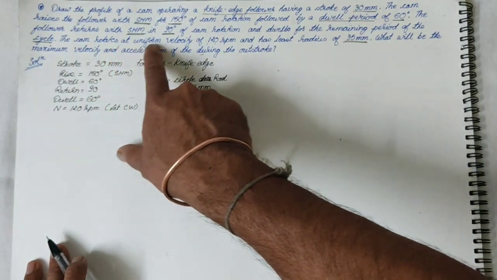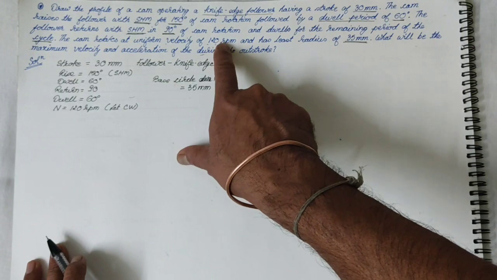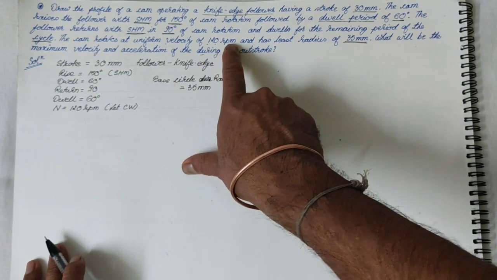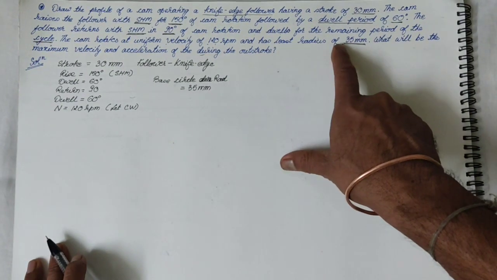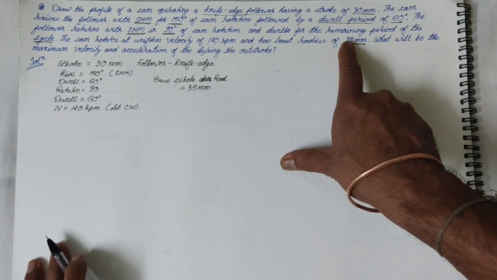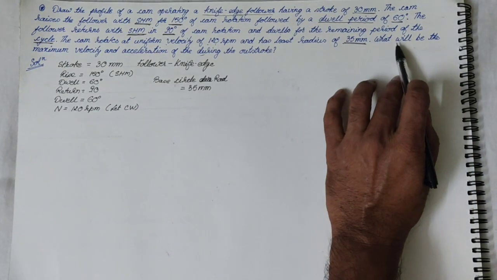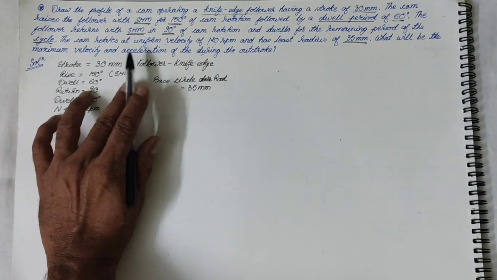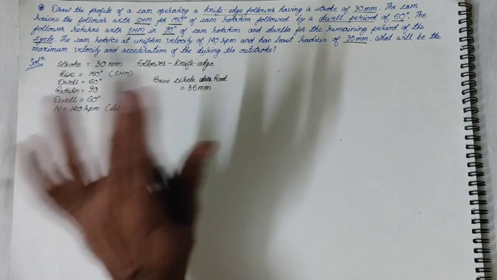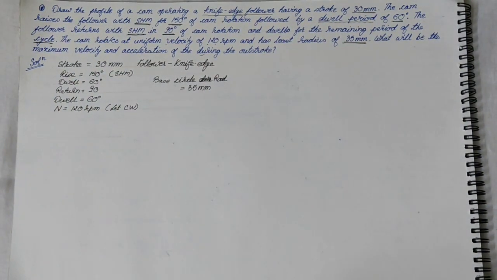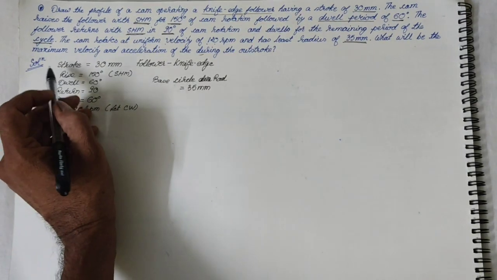Now the cam rotates at uniform velocity. The velocity, that means the speed in RPM, is given to us, and has a least radius. So least radius, that means the base circle diameter, is provided. Again, another thing is asked, what will be the maximum velocity and acceleration during the outstroke? So going through the given problem, first we'll write whatever the given data.